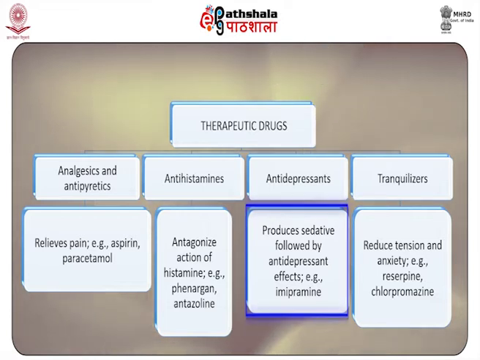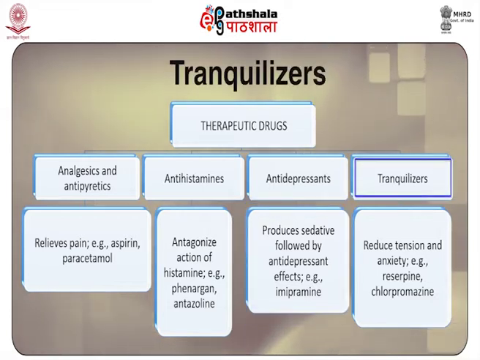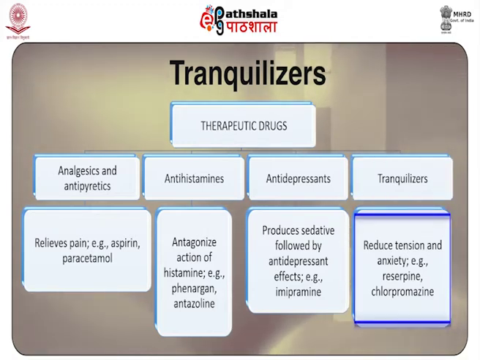The fourth category is that of tranquilizers. The tranquilizers are the drugs that produce a general tranquility without impairment of high thinking faculties or the inducement of sleep. To reduce tension and anxiety of mental patients, tranquilizers like reserpine and chlorpromazine are used.